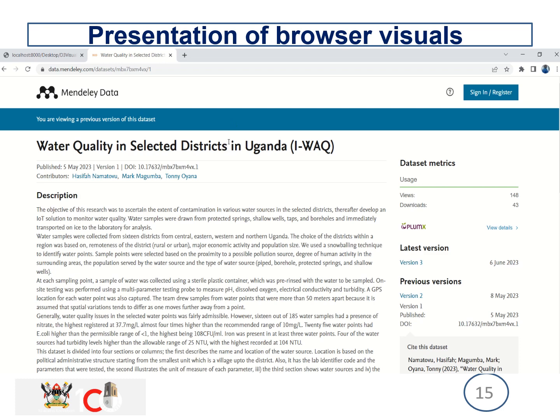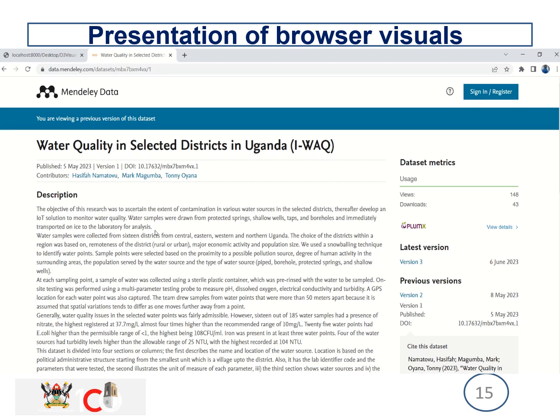Hello, welcome to this presentation about data visualization using JavaScript libraries to come up with visualizations. And the visualizations are about the water quality in some of the selected districts in Uganda.